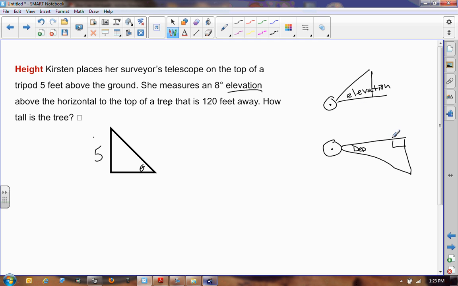Elevation and depression are the same, so you could actually draw the same picture. If I draw this same generic triangle every time, elevation and depression are both this angle. Those are both the same. They're the same angle. That's the one below. It's never the one above. Alright, so that's your angle of elevation. She measures 8 degrees. So this is 8 degrees.